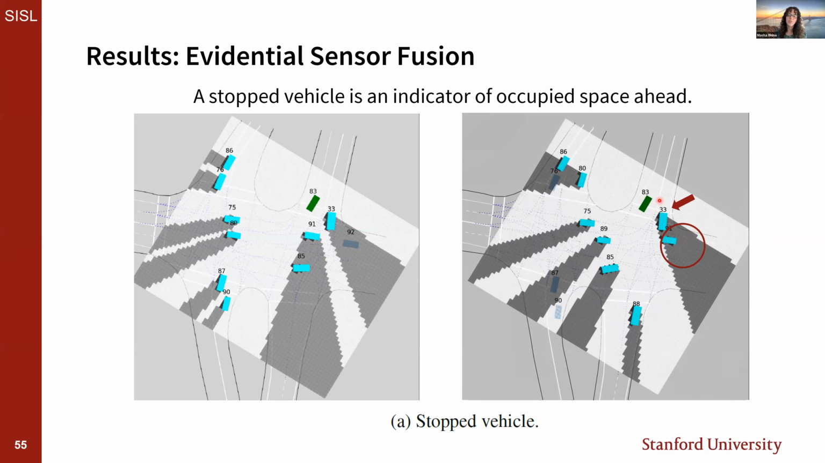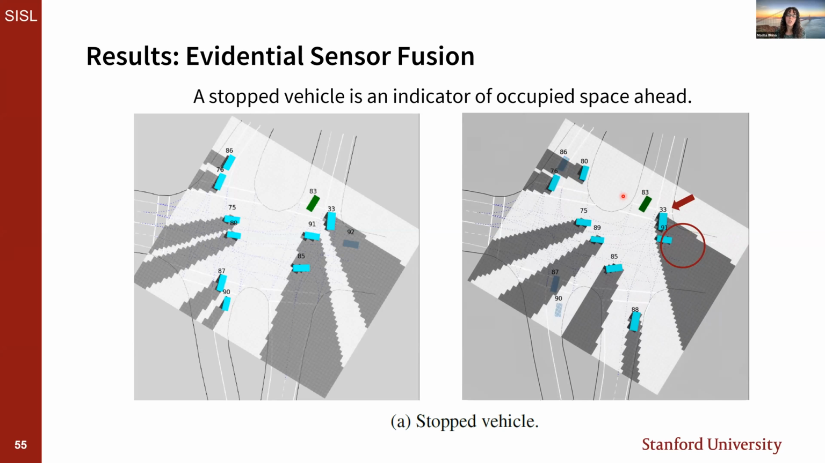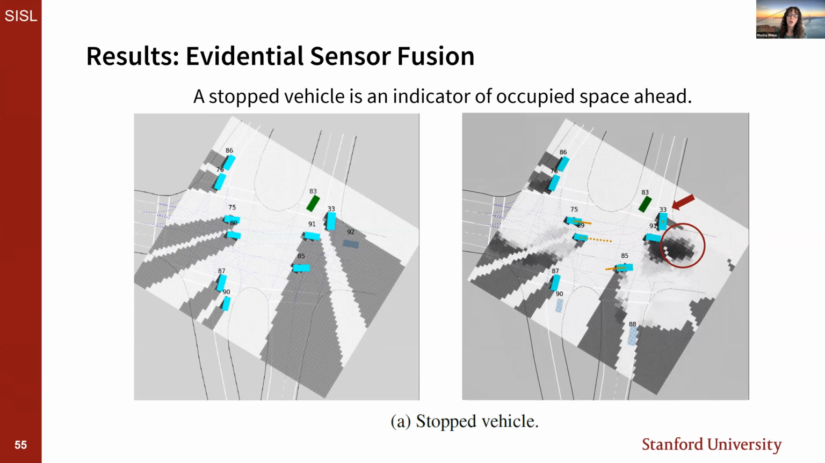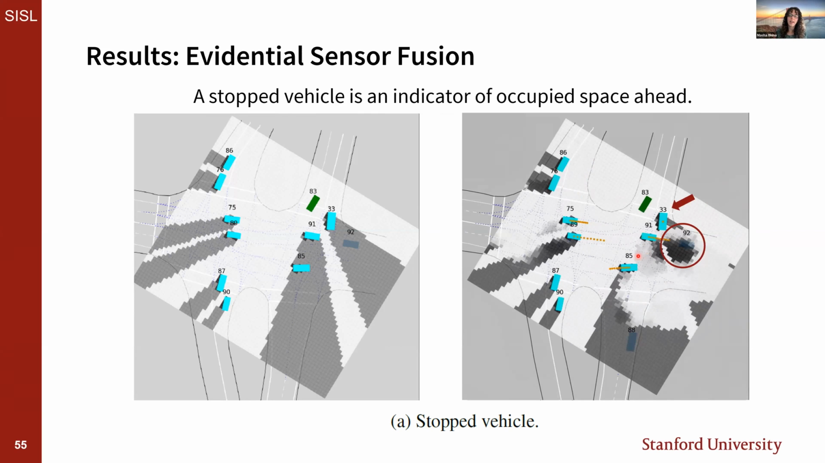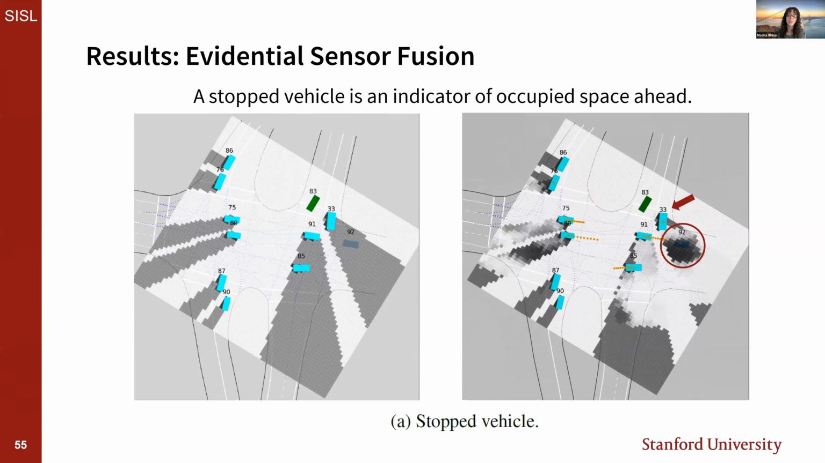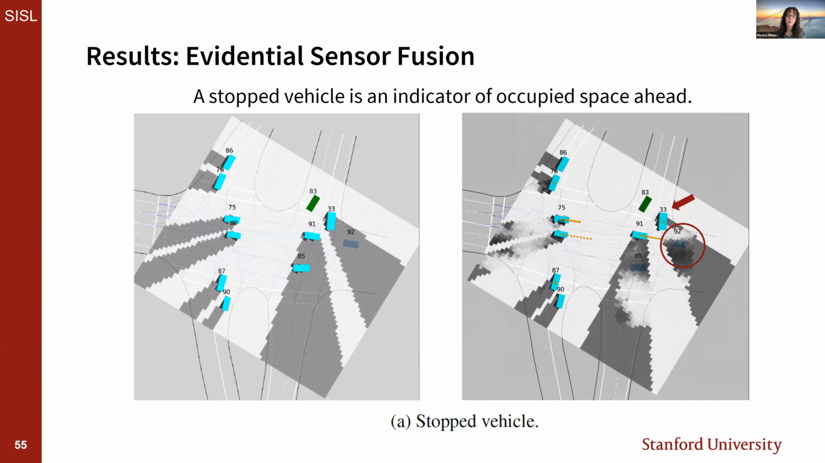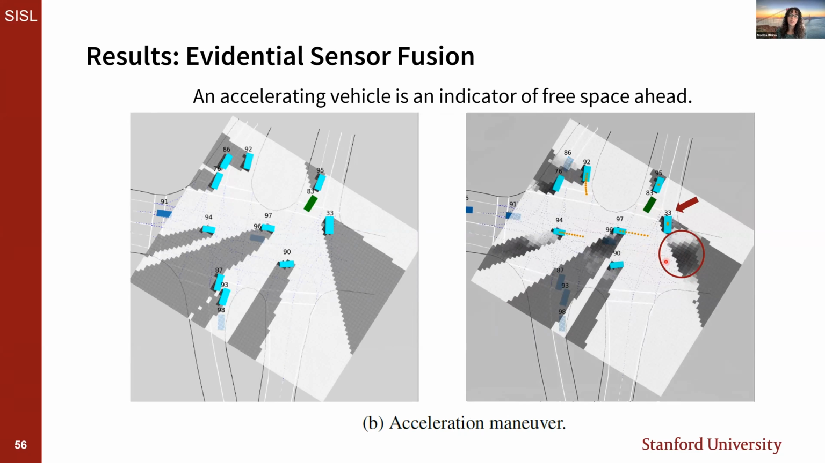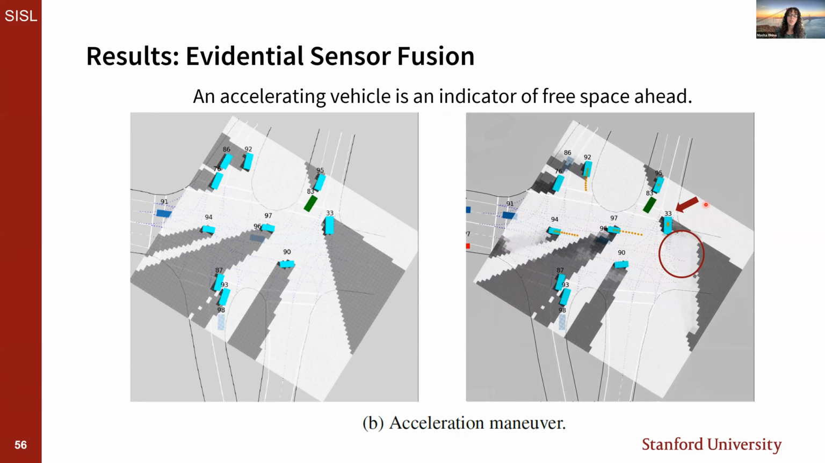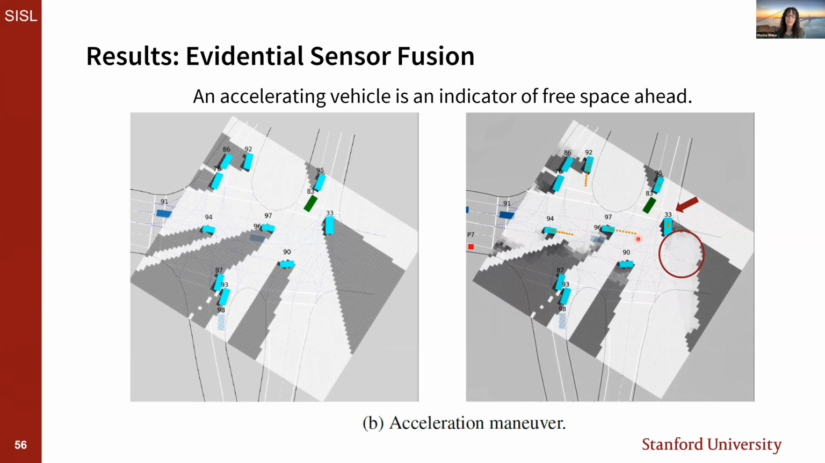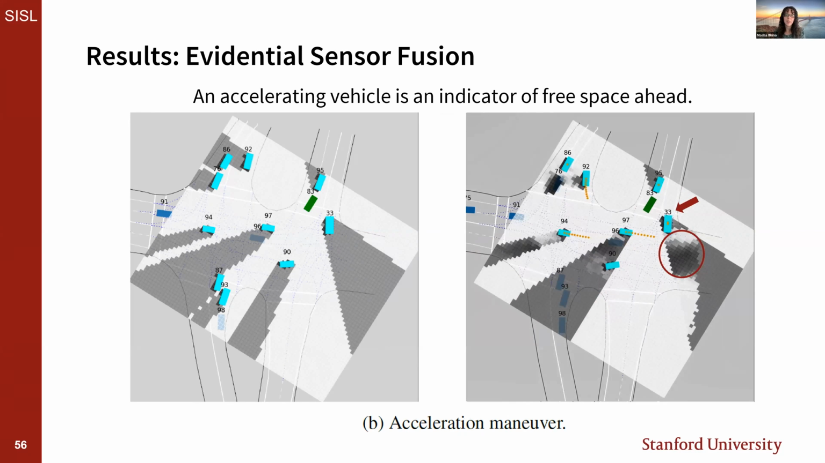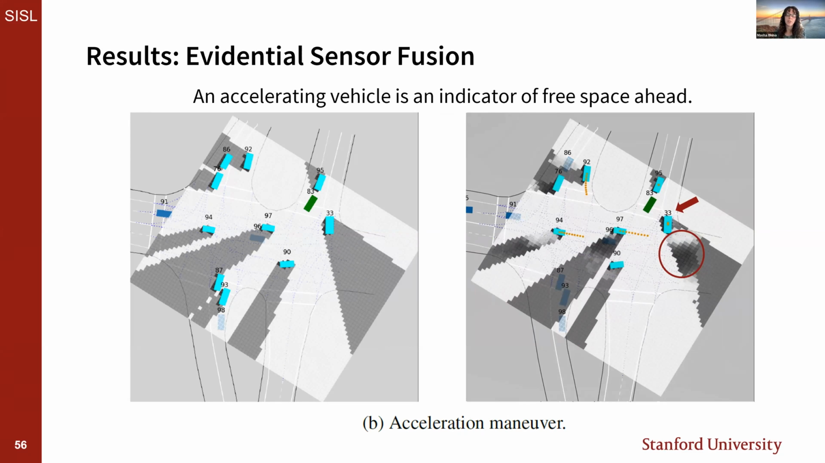Since driver 33 is stopped, which is denoted in the orange dots, that's the trajectory, our model infers occupied space ahead, which captures occluded vehicle 92. The ego vehicle then sees vehicle 33 accelerate. The occlusion inference algorithm then infers free space ahead. And so this could indicate to the ego vehicle that it's safe for it to proceed with its right turn maneuver.